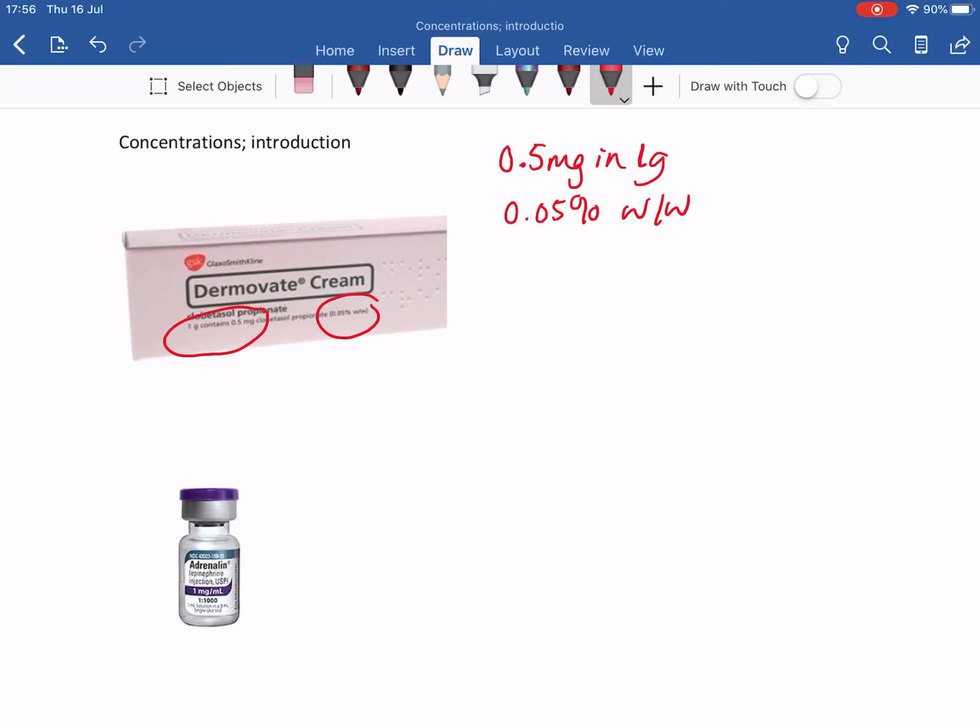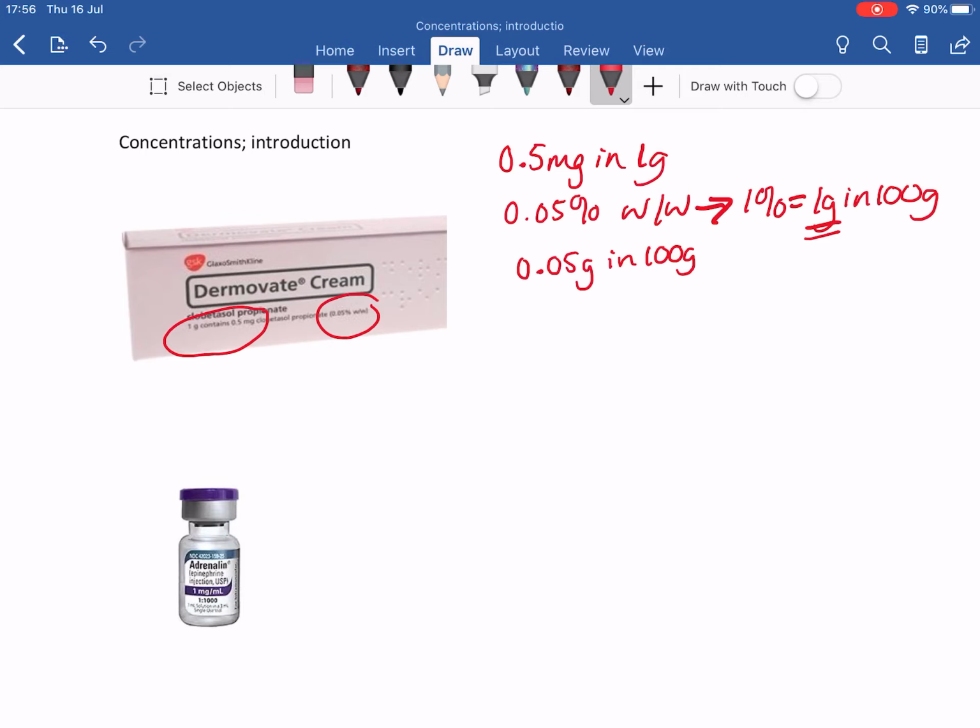We'll test that theory. So first, let's remind ourselves what percentage strength weight in weight means. Basically 1% weight in weight would be 1 gram in 100 grams. So percent means per 100, and it's always the number of grams in 100 grams, never milligrams. So this means there are 0.05 grams of clobetasol in each 100 grams of ointment.